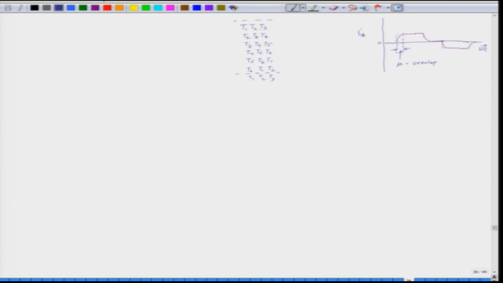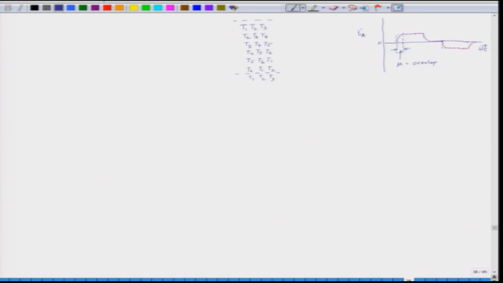So, for a brief time when we trigger let us say T1, T2, T3, when we trigger T3, T1 does not turn off. So, it basically takes some time. So, this is the way it conducts.